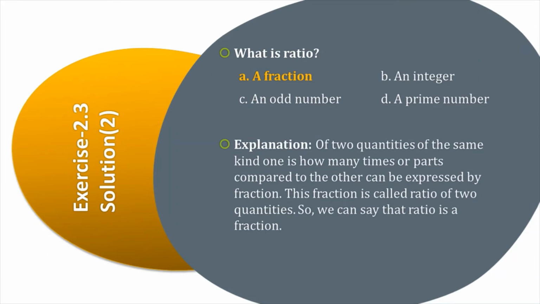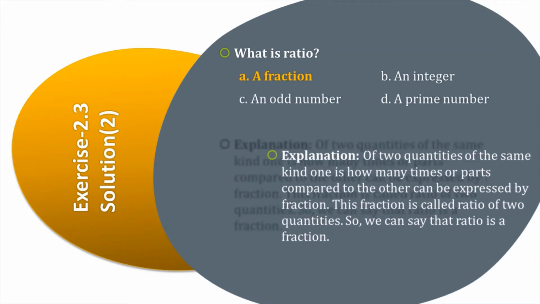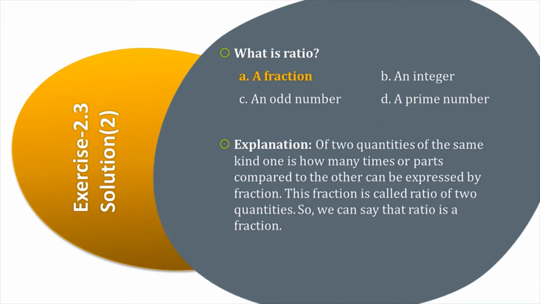That is our explanation. Of two quantities of the same kind, one is how many times or parts compared to the other can be expressed by fraction. As you can see, this is the fraction line. So ratio is a fraction. This fraction is called ratio of two quantities. So we can say that ratio is a fraction. So my dear students, this is solution number 2, ratio, and these are the options, and you can see from the explanation that ratio is a fraction.